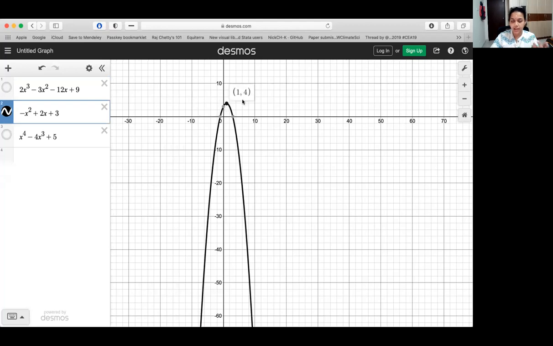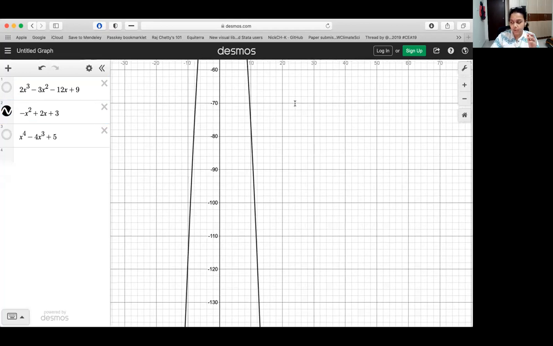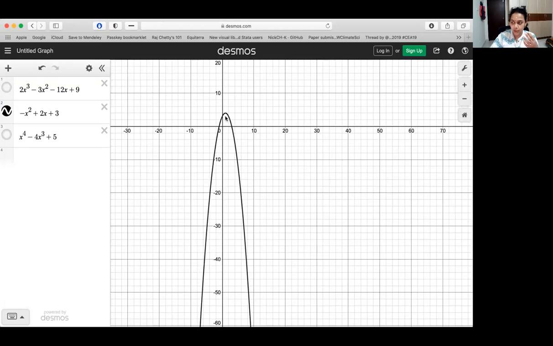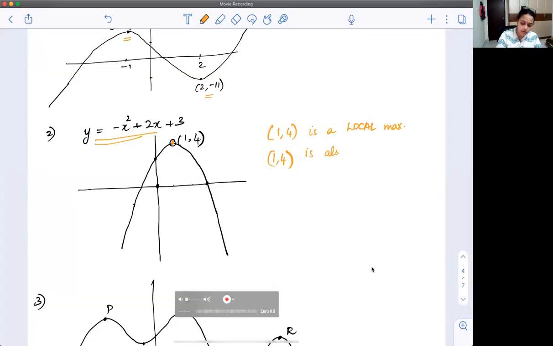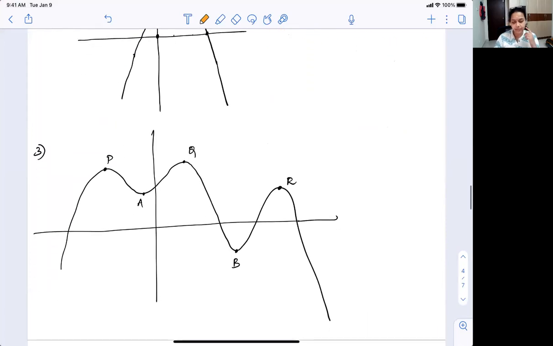And where does that happen? It happens at 1, 4. So, and we know that for positive and negative values of x, the function is just not going to have any more maximum points. So the maximum value of the function is obtained at 1, 4. Therefore, 1, 4 is also the global maximum. Now, I have another function here.